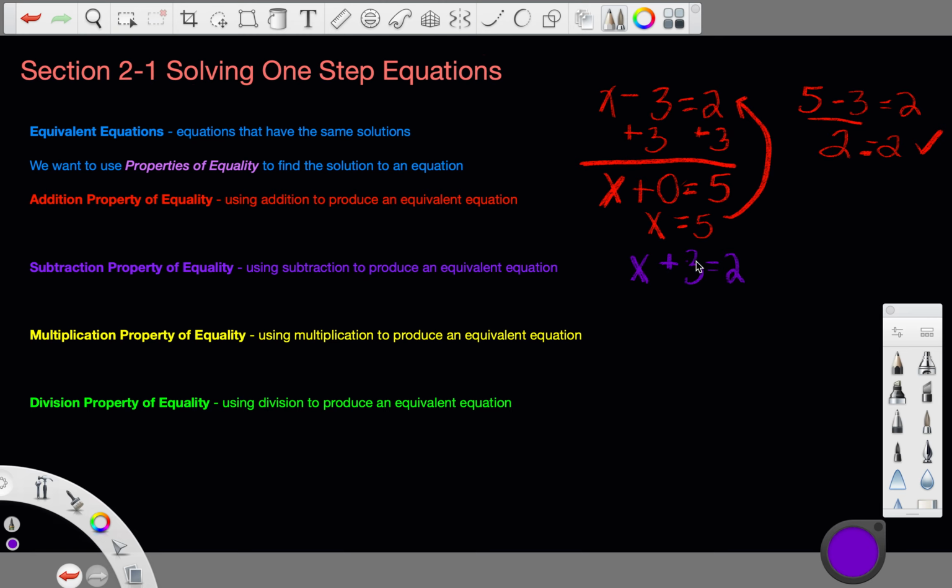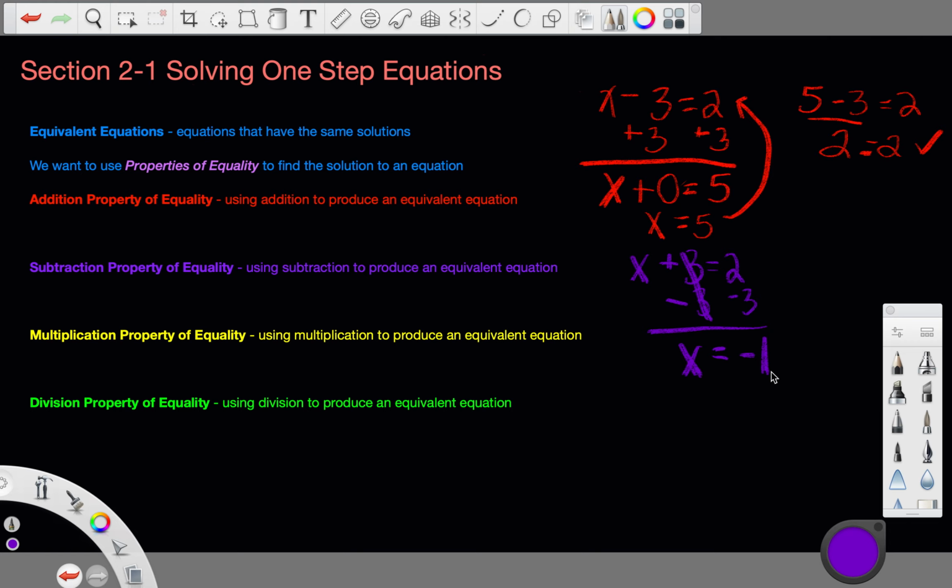So we need to move this 3. So we have a plus 3, which means we need the inverse operation, which is subtraction. So we're going to subtract 3 from both sides. Okay? Now when we subtract 3 from both sides, these cancel out because I get 0. 3 minus 3 is 0. So I'm left with x equals, and now over here I have 2 minus 3. 2 take away 3 leaves me in the negatives, and I have negative 1.